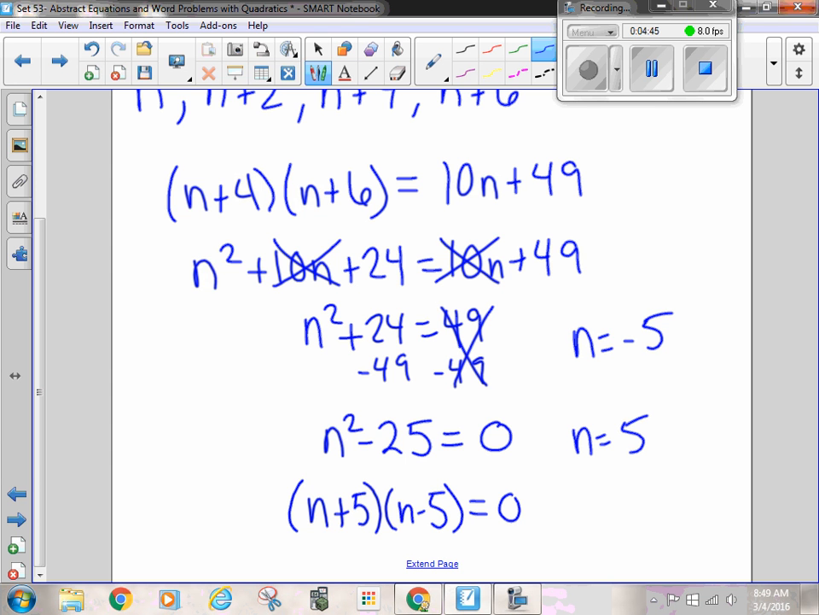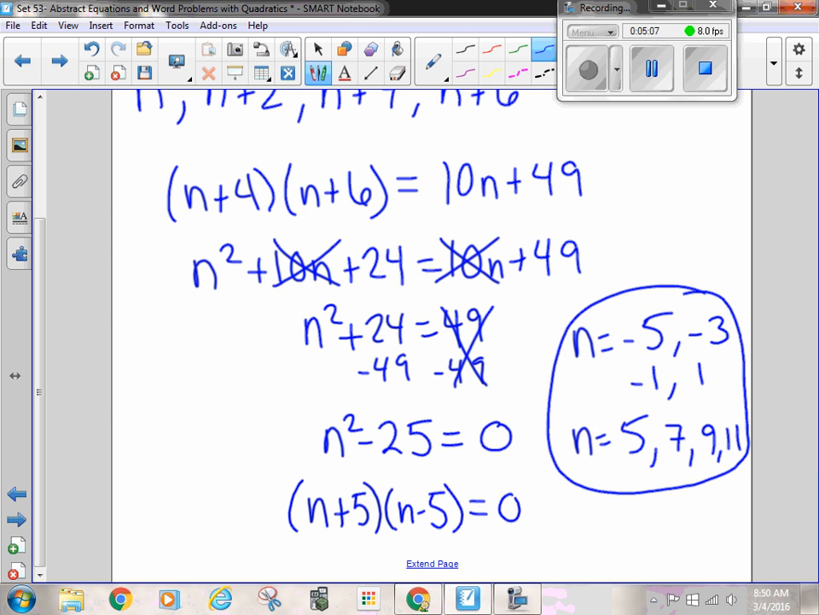So then, because remember it asked for 4 consecutive odds, I need to come up with what the other ones are. So I have negative 5, and then that's going to be negative 3, and negative 1, and 1. And then if I have positive 5, it's going to become 7, 9, and 11. So when I have quadratics appear in these word problems, I'm going to have multiple possible answers. I either have the first set or the second set. All right, there you guys have it.